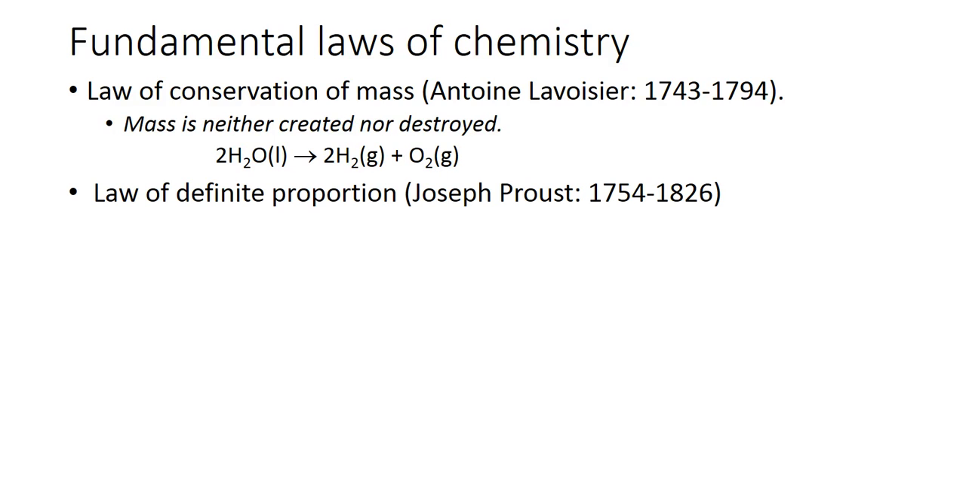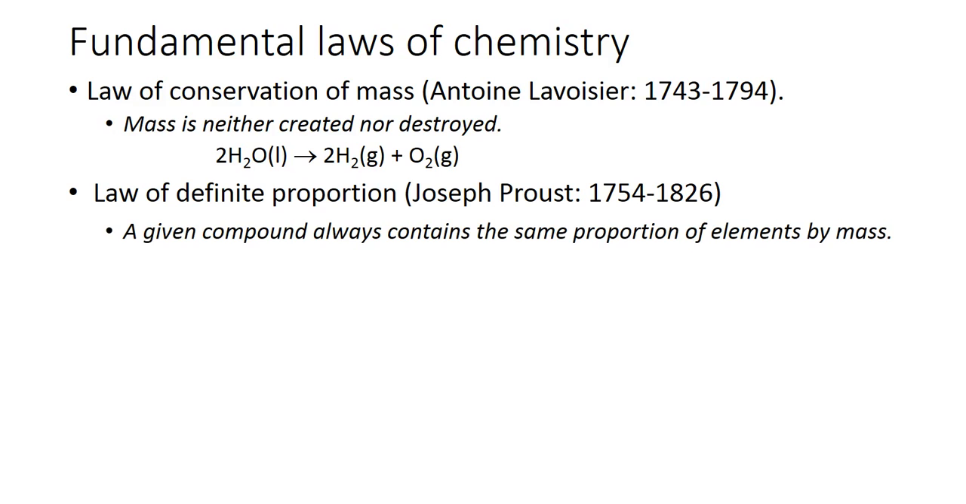The second law is known as the law of definite proportion. It says that a given compound always contains the same proportion of elements by mass. So carbon dioxide contains 1 carbon and 2 oxygen. Always. It's not going to change. If you are here, it's alright. If you go to China and ask the same question, they should give you the same answer: 1 carbon, 2 oxygens. If someone tells you that no, carbon dioxide contains 1 carbon and 1 oxygen, you know that's not true. That is a different compound altogether. That is carbon monoxide.